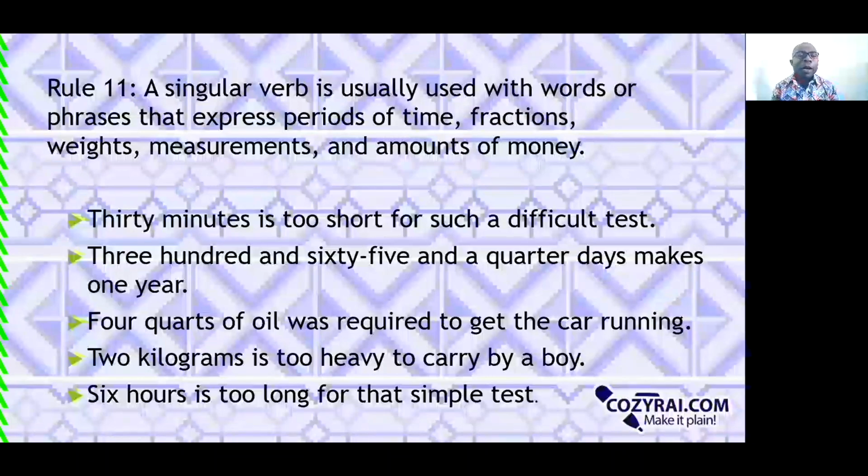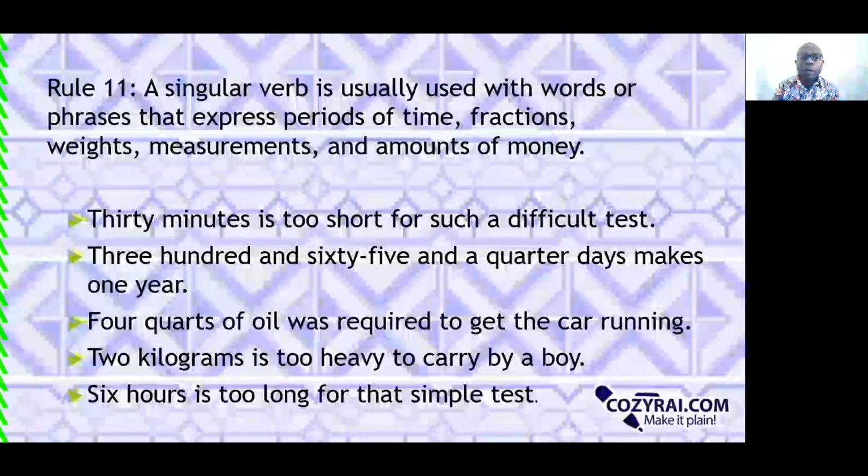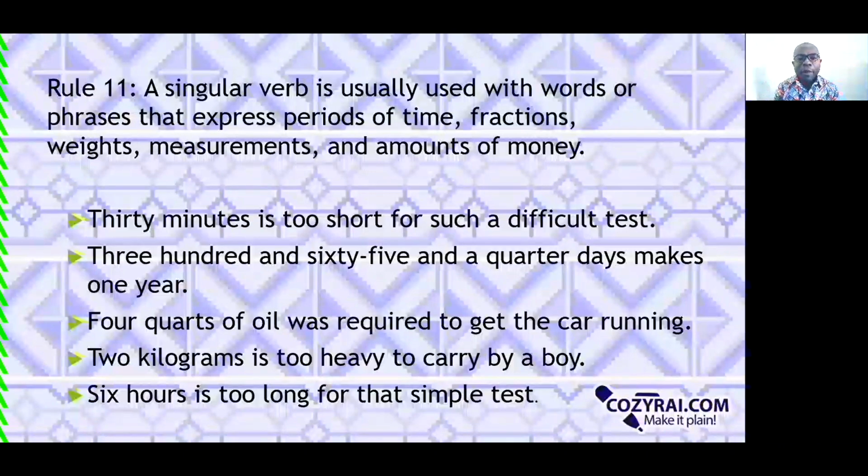So rule number 11 says, a singular verb is usually used with words or phrases that express periods of time, fractions, weights, measurements, and amounts of money. So a singular verb usually goes with words or phrases that express periods of time, fractions, weights, measurements, and amounts of money. Some examples. Number 1, 30 minutes is too short for such a difficult test.